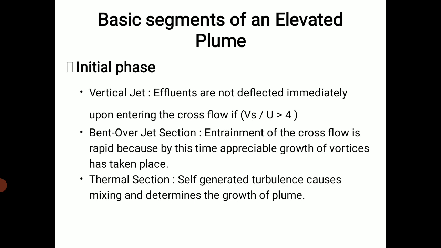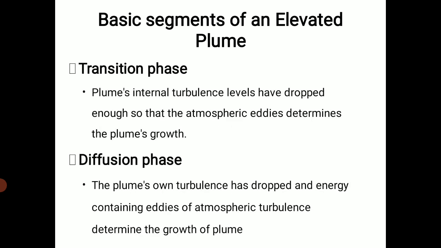And in the thermal section, self-generated turbulence causes the mixing up of the pollutants, and it will further determine the growth of the plume. And in the transition phase, the plume's internal turbulence gets dropped out, and atmospheric eddies or the atmospheric turbulence will completely determine the plume growth. And in the diffusion phase, the plume's own turbulence level gets phased out, and the energy containing eddies of atmospheric turbulence will completely determine the plume growth. So these are the various segments of an elevated plume rise.